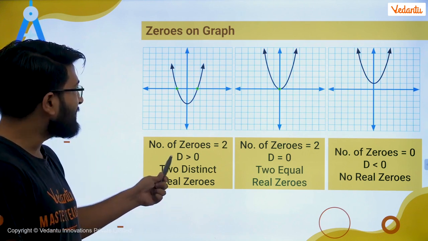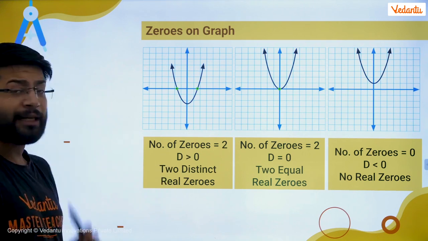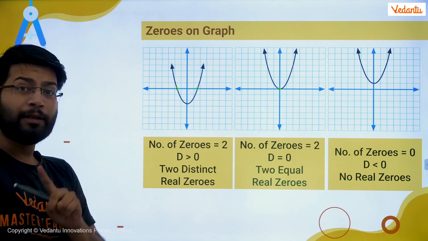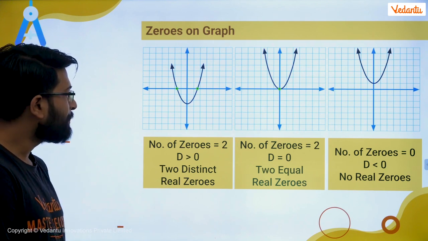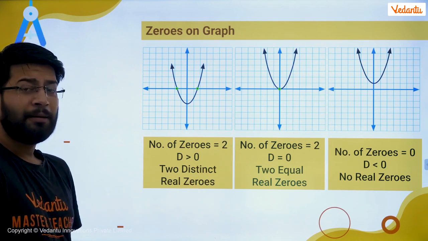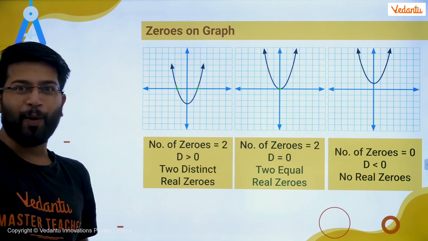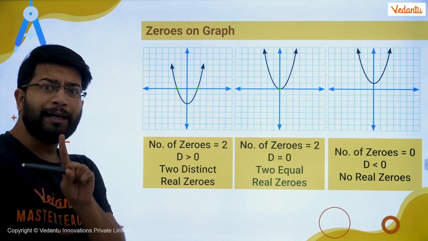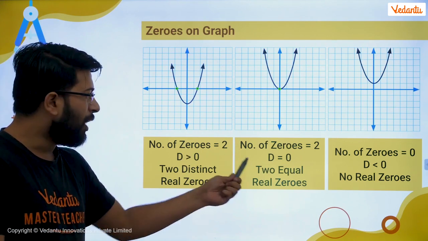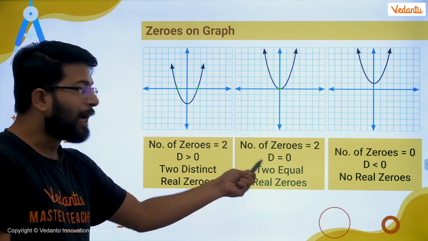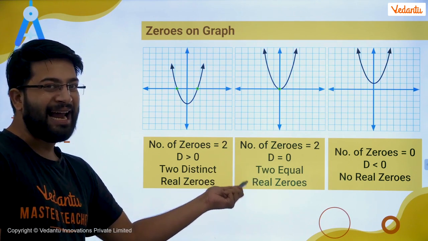So in this one we can say that my curve is intersecting 2 times. So the number of real zeros is 2. In this one, my curve is only intersecting 1 time. That is, the number of real zeros will be 1. That is why the roots are equal and real.